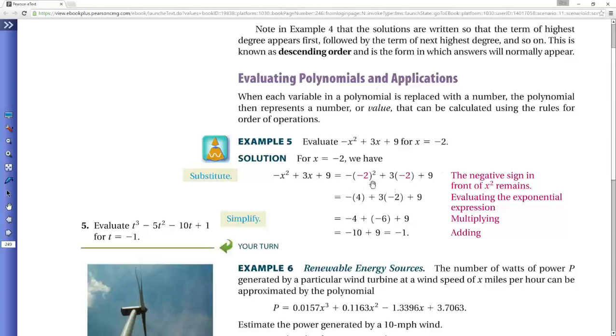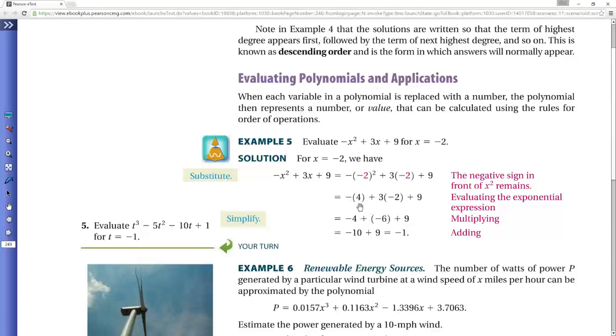Now remember, order of operations is I need to do exponents first. I don't want to take the negative of negative 2 first. That's really a multiplication that's going on here. I can't multiply till the exponents are taken care of. That's order of operations. So first I take negative 2 to the 2 power, which is 4, and I end up with this new expression here.